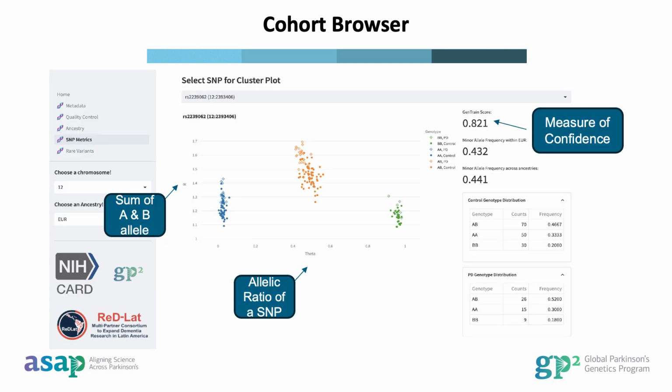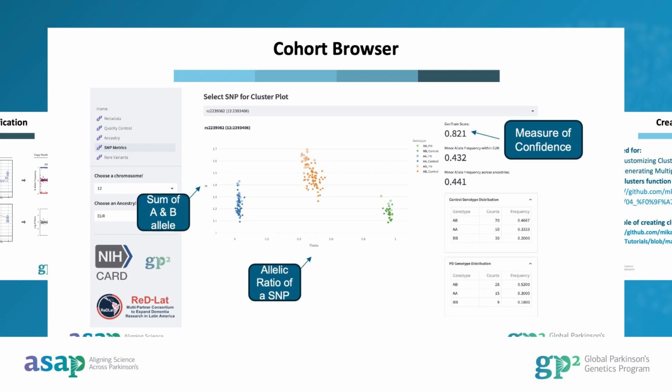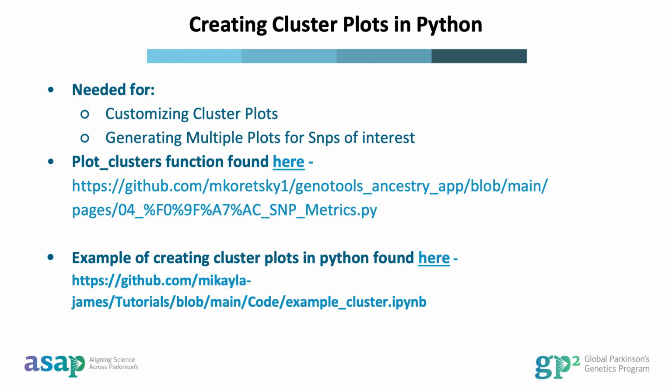RS222-39062. From there, we will see the cluster plot and several additional metrics such as the GenTrain score, the minor allele frequency, and the genotype distribution for cases and controls. The cluster plot is color-coded by the genotype and distinguishes between cases and controls. As stated earlier, theta is a polar transformation for allelic intensity, and R is the sum of the A and B allele. The GenTrain score is a metric used in Illumina genotyping to assess the reliability and accuracy of a SNP genotype call.